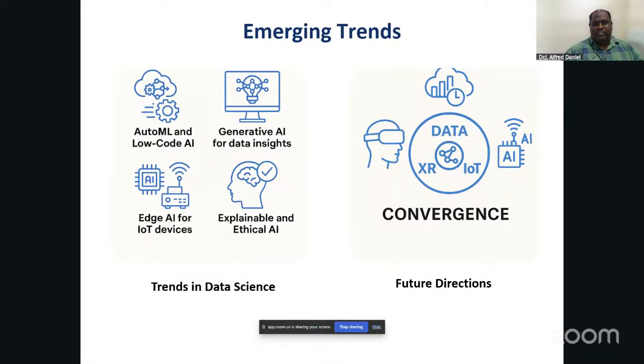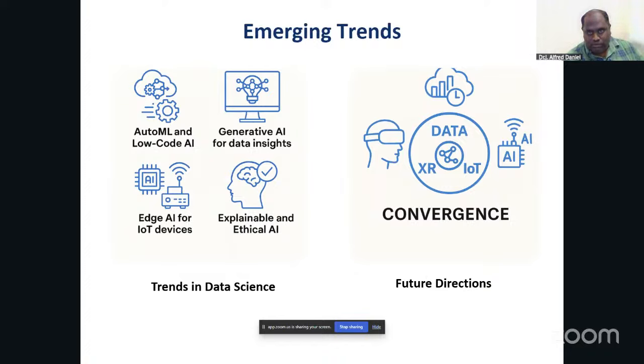So these are the important aspects, like AutoML and low-code AI. That is a major talking point, where data science plays a major role, and we are aware of Gen AI for next-generation data insights. So the role of Gen AI is predominant, and also AI for IoT devices, where we are talking about autonomous drones, agriculture drones, where edge analytics plays a major role.